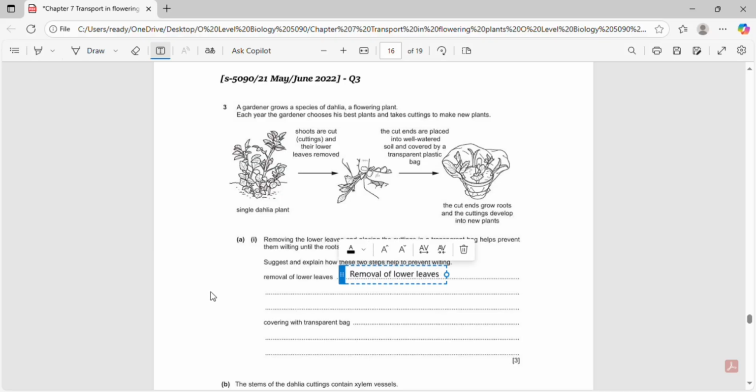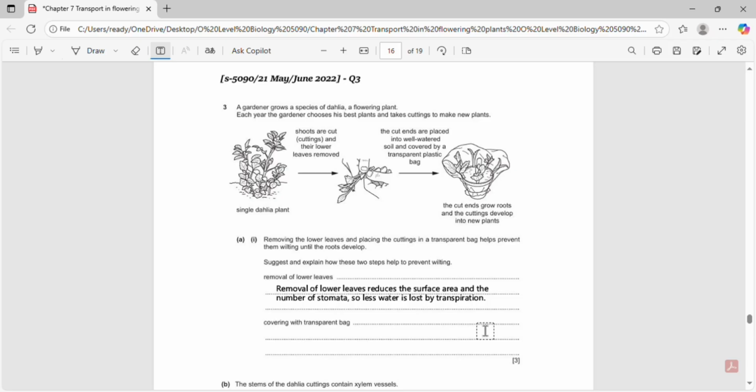Removal of lower leaves reduces the surface area and the number of stomata, so less water is lost by transpiration. In other words, by cutting away those extra leaves, the plant has fewer stomata for water vapor to escape from, which slows down water loss until roots can take up more water.